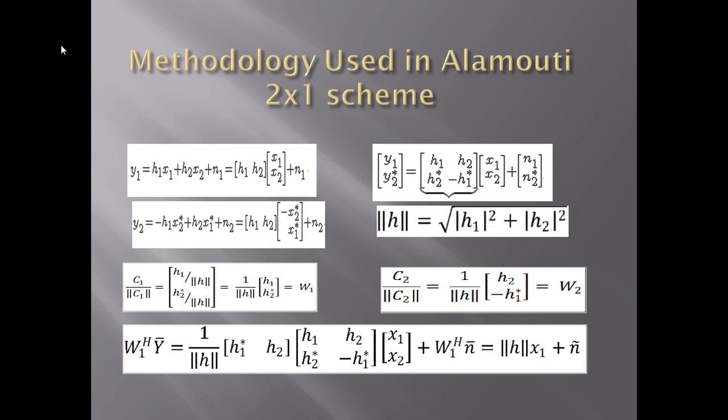W1 and W2 are required for decoding the signals transmitted in time slots 1 and 2. These values are as given in the equations. W1 Hermitian y equals the norm of h squared times x1 plus n. Here y is the total received symbol in the total time interval. Thus, from this equation, we can see that the received symbol is dependent only on the signal transmitted by antenna 1. Thus, the signals do not interfere with each other at the transmitter or the receiver.